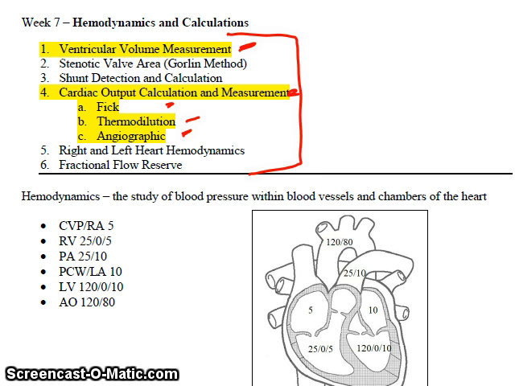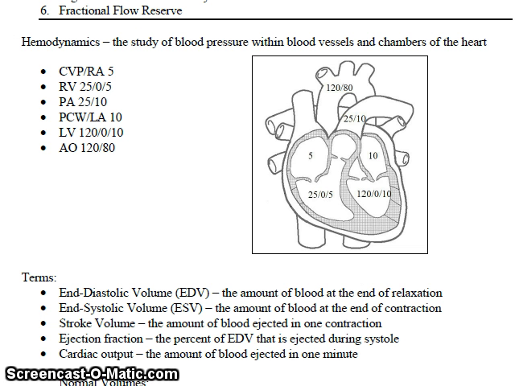So this week we're going to talk about ventricular volume measurement, cardiac output, and the 3 ways to calculate cardiac output: the Fick method, the thermodilution method, and the angiographic method. So we need to review first the normal pressures within the heart. I have a list here, and at first it's kind of an overwhelming list. I did that on purpose so that you can practice looking at this information and breaking it down.